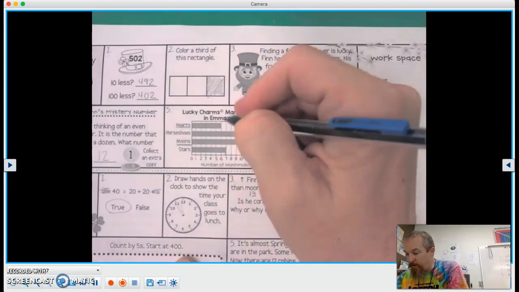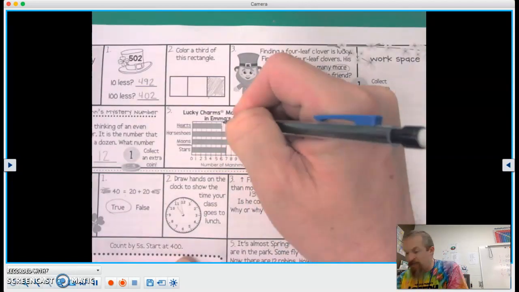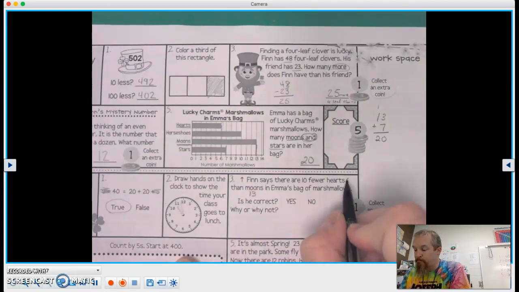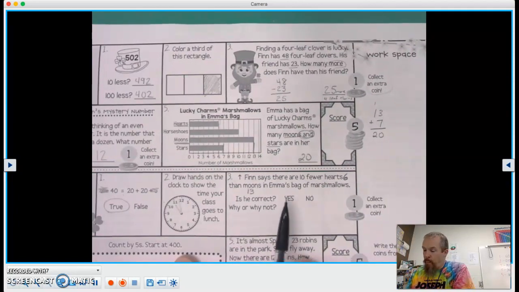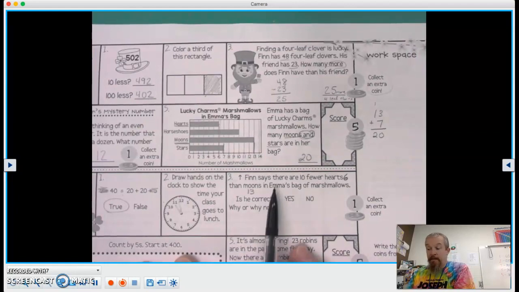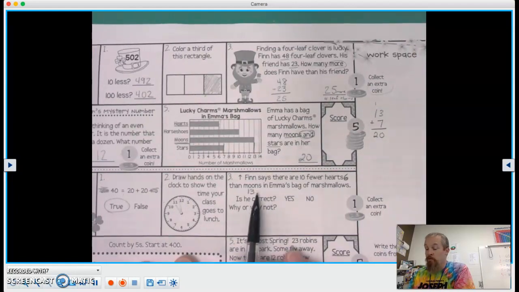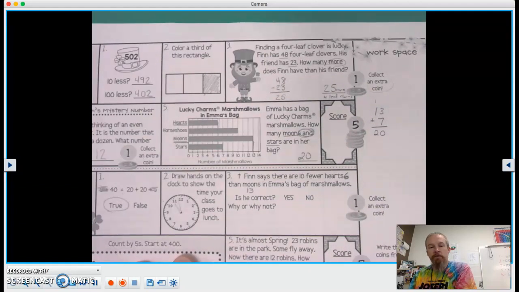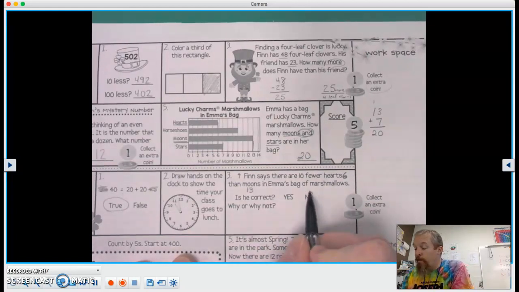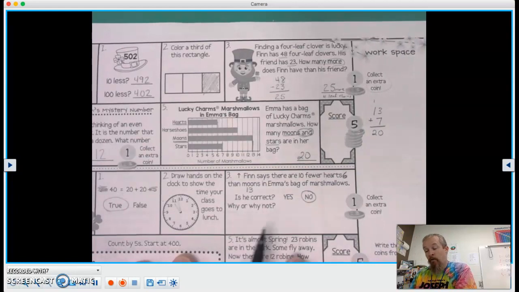And hearts, we have 6. And Finn is saying that there are 10 fewer hearts than moons. So is that correct? Is 6 10 less than 13? No, that is not correct. So is Finn correct? No, Finn is not correct. Why or why not?